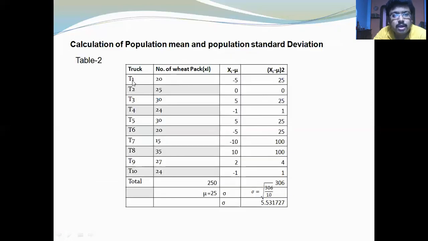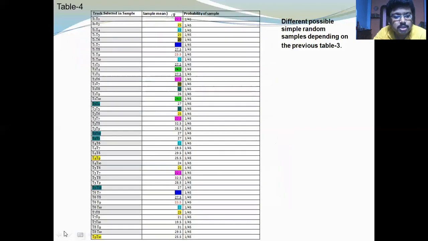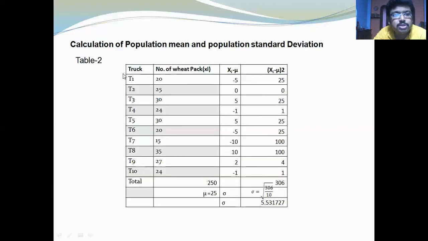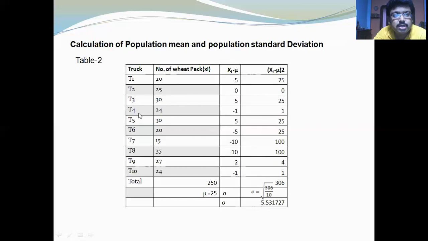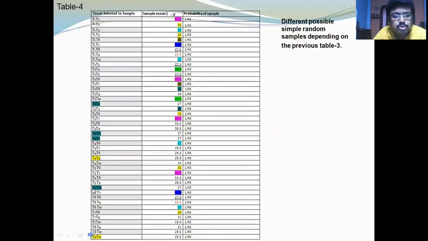And here is T1 T3. It is a sample: 20 plus 30 equals 50, divided by 2 is the sample mean, so 25 is here. And T1 T4: T1 is 20, T4 is 24, so 44 divided by 2 equals 22, so 22 is here. In this way we get the sample means.